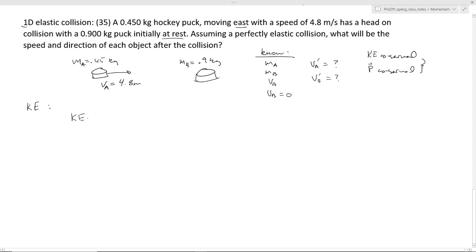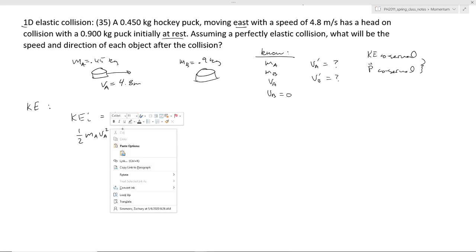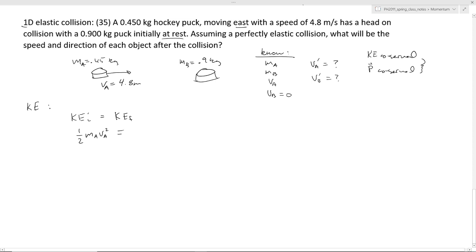Very similar to how we framed problems in the last chapter, the initial kinetic energy is going to have to equal the final kinetic energy. What kinetic energies do we have? Well, we have 1/2 ma va squared, and this is going to have to equal 1/2 ma va prime squared plus 1/2 mb vb prime squared. So we know that.